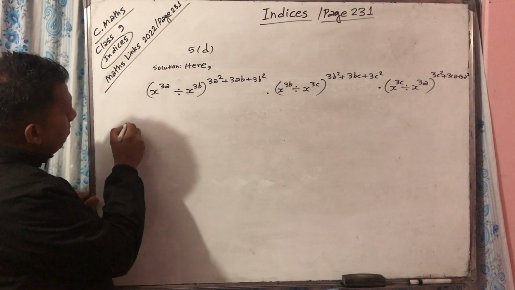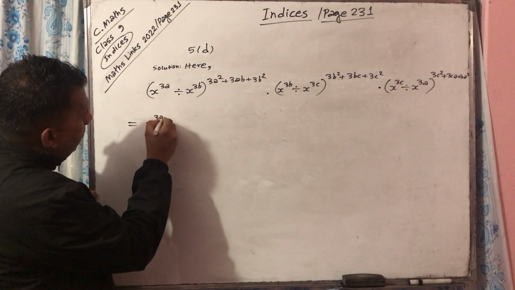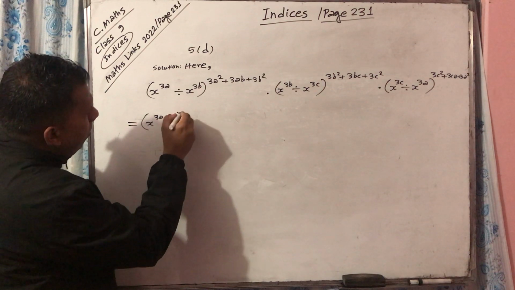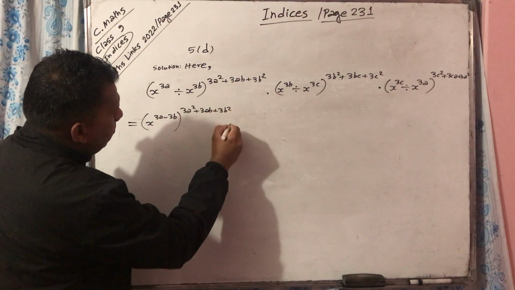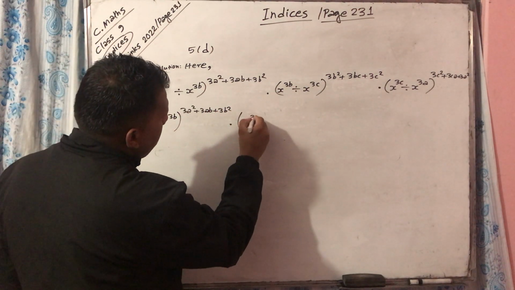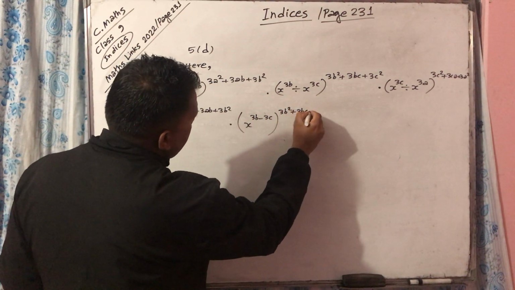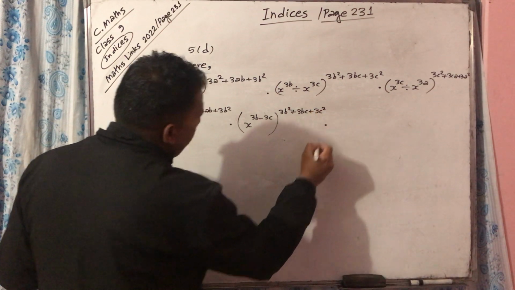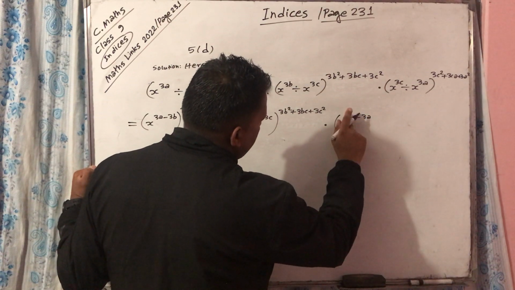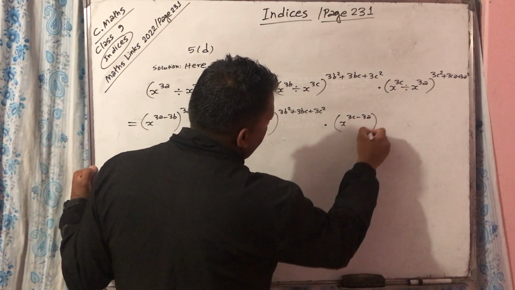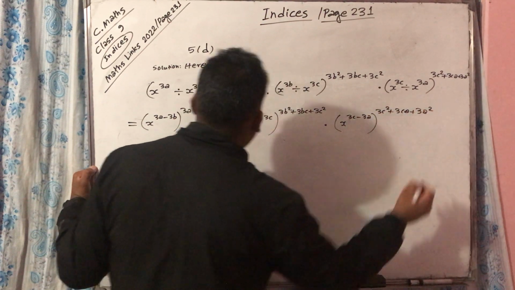Now first step is x to the power (3a minus 3b), whole power (3a square plus 3ab plus 3b square), multiplied with x to the power (3b minus 3c), whole power (3b square plus 3bc plus 3c square), multiplied with x to the power (3c minus 3a), whole power (3c square plus 3ca plus 3a square).